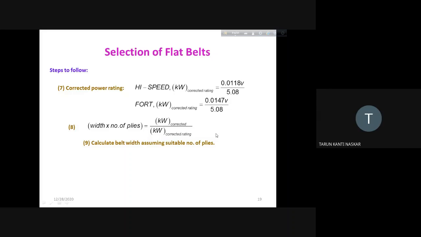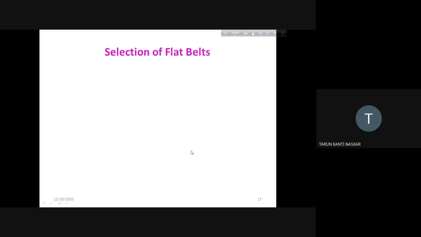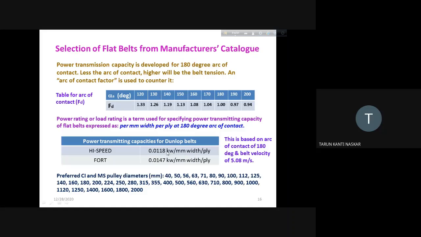Now, width multiplied by number of plies. How does it come? You again go to the table. What is written there? There is 0.18. There is kW, divided by millimeter width, divided by ply. So millimeter width and ply are there: kilowatt rating, kilowatt per millimeter width per ply.